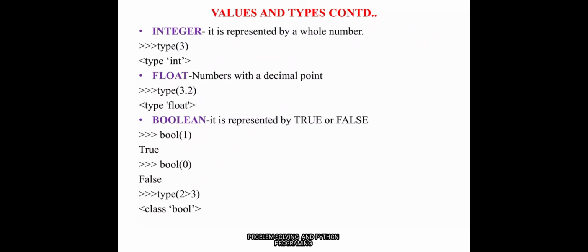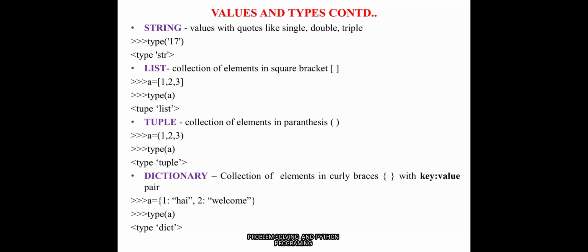An integer, as I told you, is represented as a whole number. A float is a number with a decimal point, and a boolean is provided as true or false. So here we can see the type and also the value you have to provide. For example, if I provide my value as 3, I have to provide the type integer. If I provide the value as 3.2, then I provide the type float. A string is a value within quotes, single, double and triple, which contains a list of characters.